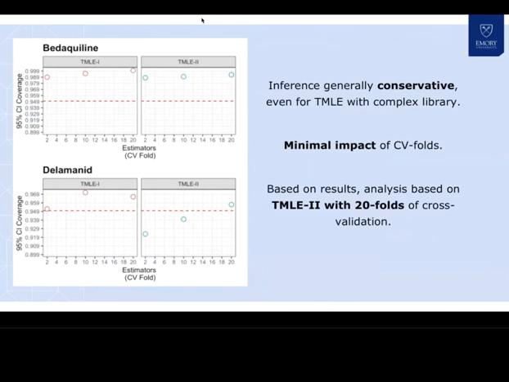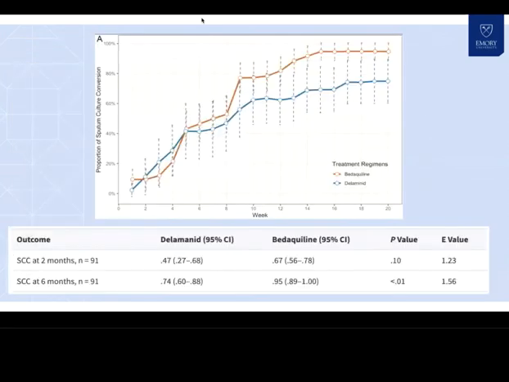And we picked 20 folds across validation. All right, and you can head to the next slide for results. So here's the sort of cumulative incidence curves, if you like, from this analysis.